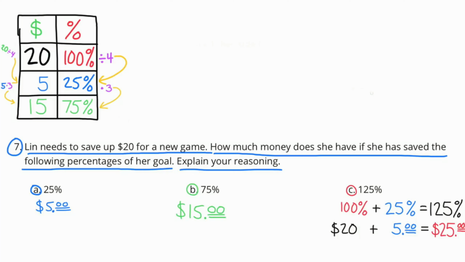B. 75%. If she saved up 75% of her goal, that would be 3 times greater than 25%. So what's 3 times greater than 5? 15. So 75% would be $15. C.